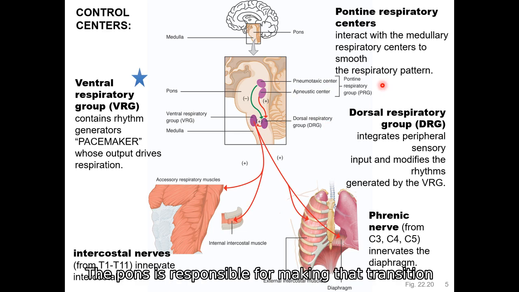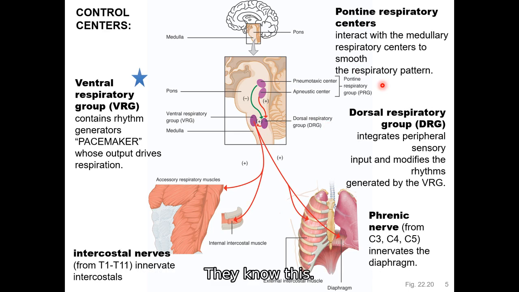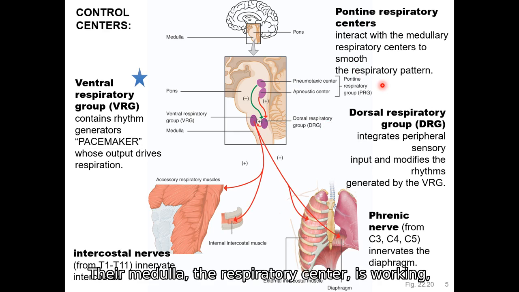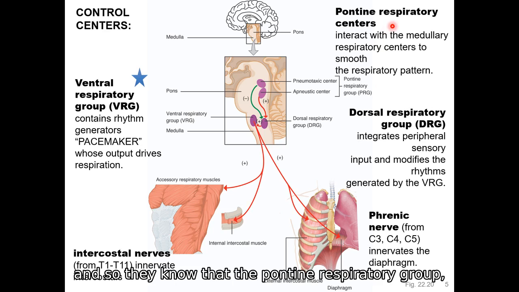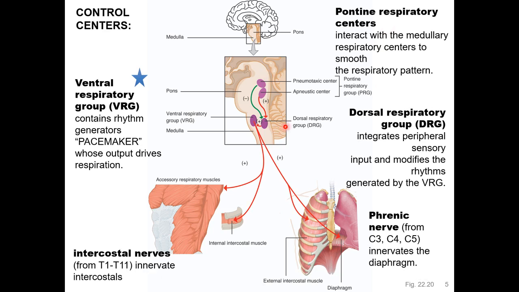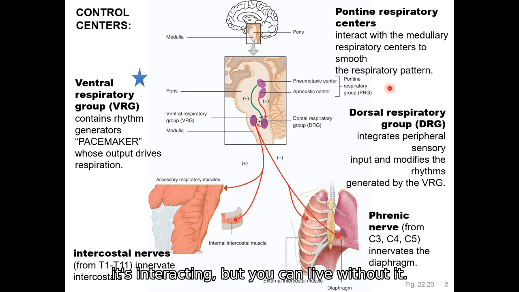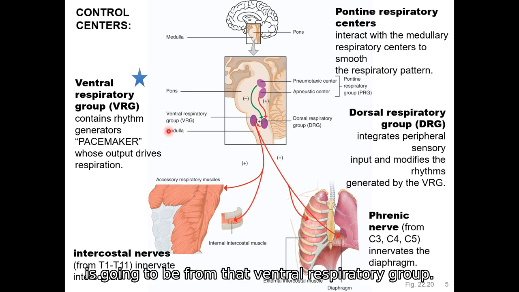The pons is responsible for making that transition between inspiration and expiration smooth. They figured this out when people had damage to their pons, they would still breathe. Their medulla, the respiratory center, is working, but they don't breathe smoothly. So sort of like a ragged breath, you know, like your breathing is seamless, it's smooth, that requires coordination and transition. And so they know that the pontine respiratory group, it's interacting, but you can live without it. Okay, so the actual stimulus to breathe is going to be from that ventral respiratory group.